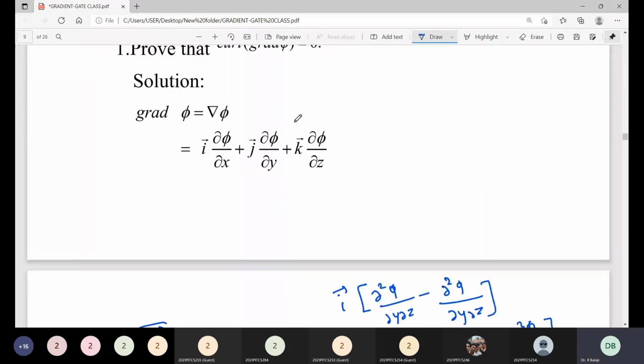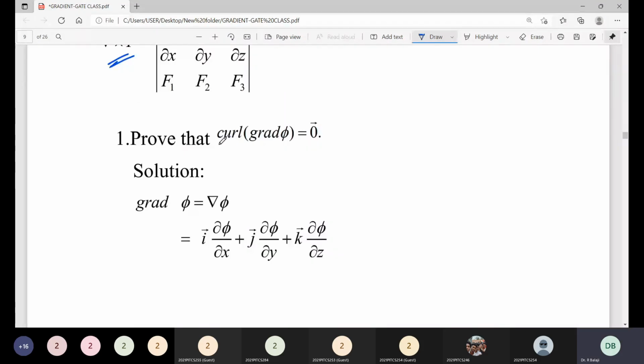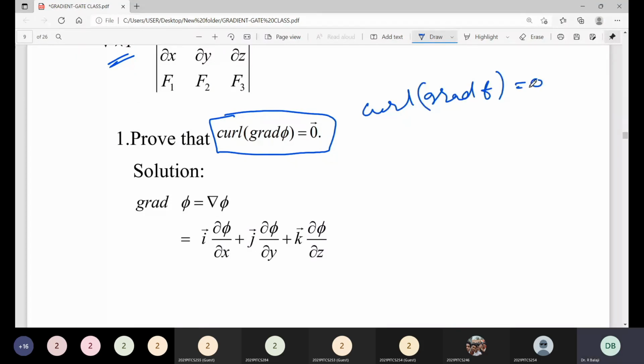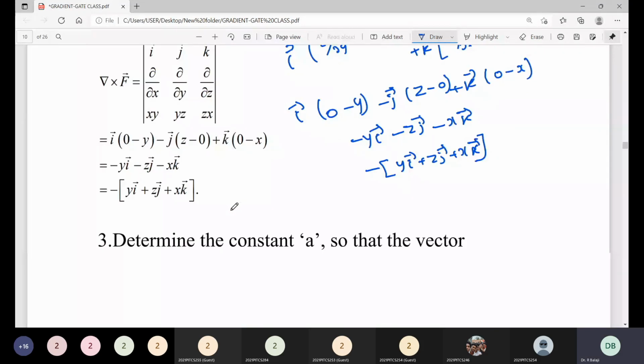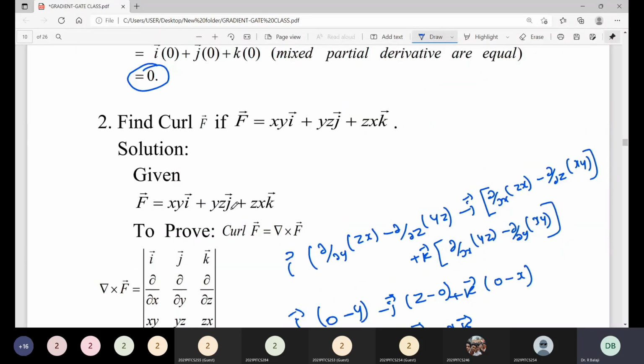We have proved that curl of grad pi is equal to 0. This is a GATE question. They have asked to prove that curl of grad f is equal to 0. Next, this one is also an important problem they have asked: find curl of the vector f equal to xy into i vector plus yz into j vector plus zx into k vector.